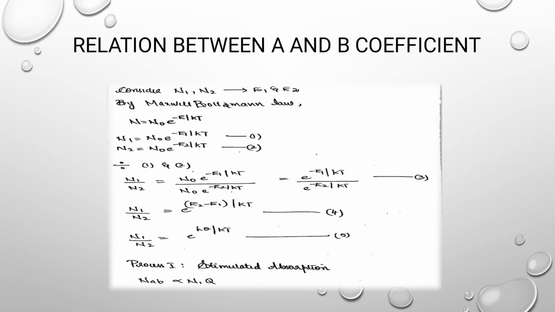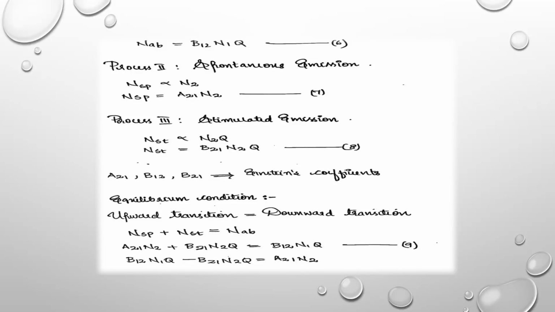Process 1, stimulated absorption, where NAB is directly proportional to N1 and Q. Then NAB is equal to B12 N1 Q. Process 2, spontaneous emission, NSP is directly proportional to N2. Then NSP is equal to A21 N2. Process 3, stimulated emission, NST is directly proportional to N2 and Q. Then NST is equal to B21 N2 Q, where A21, B12, B21 are Einstein's coefficients.